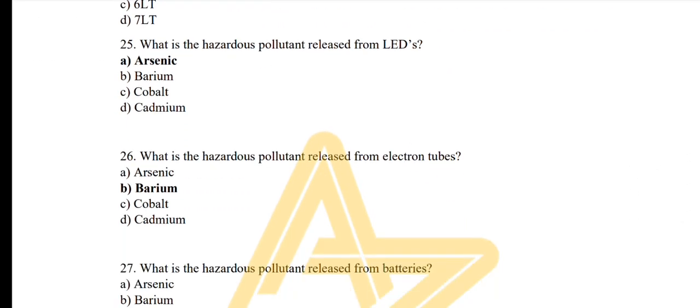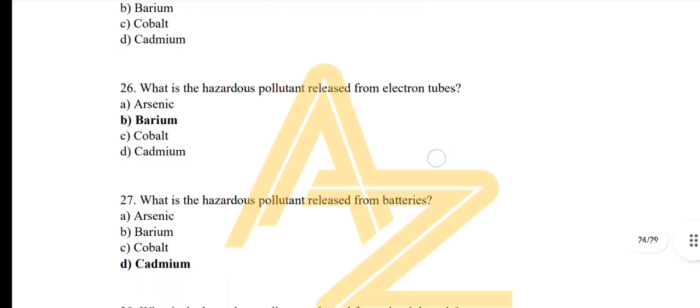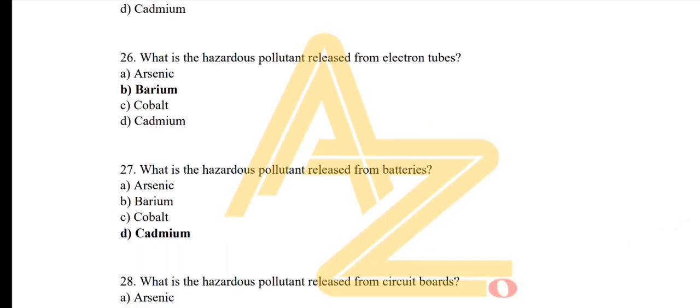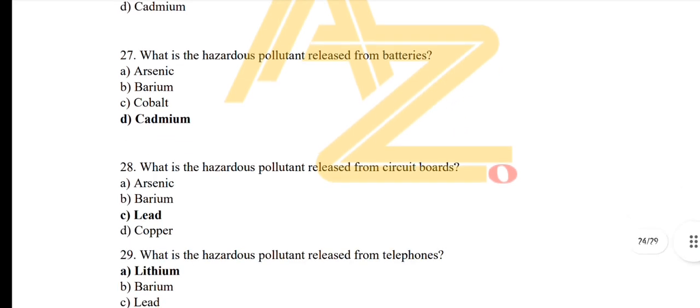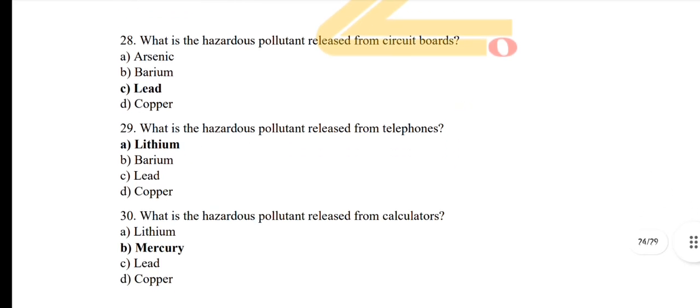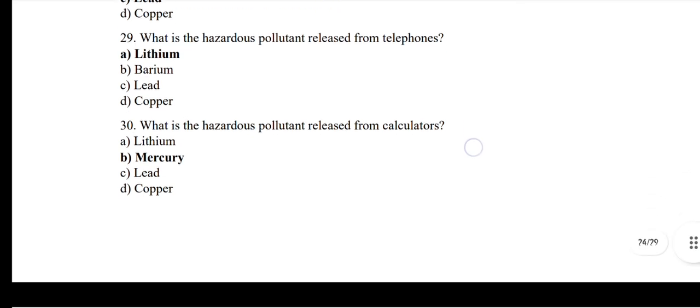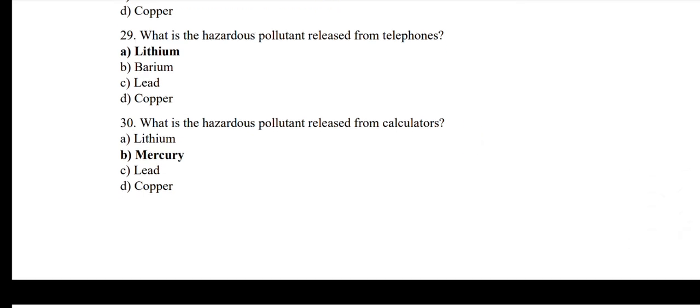25th question. What is the hazardous pollutant released from the LED? Arsenic. 26th question. What is the hazardous pollutant released from electron tubes? Barium. 27th question. What is the hazardous pollutant released from batteries? Cadmium. What is the hazardous pollutant released from circuit boards? Lead. What is the hazardous pollutant released from telephones? Lithium. What is the hazardous pollutant released from calculators? Mercury.